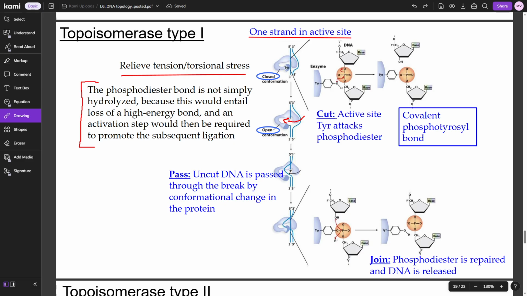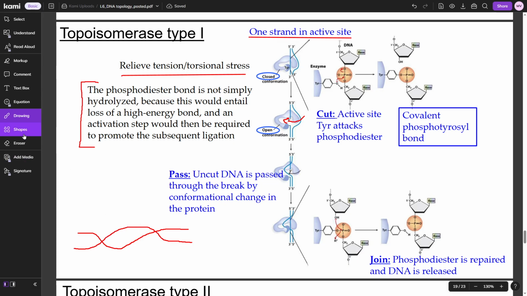Yeah, so you've essentially released a twist by doing that, because you've cut that DNA, and when you've cut that, you pull the strand through. You pull this strand through, and then once you've pulled it through, there's no longer that twist that was there before. I hope that makes sense. It's kind of hard to explain, but maybe if I do it like this.